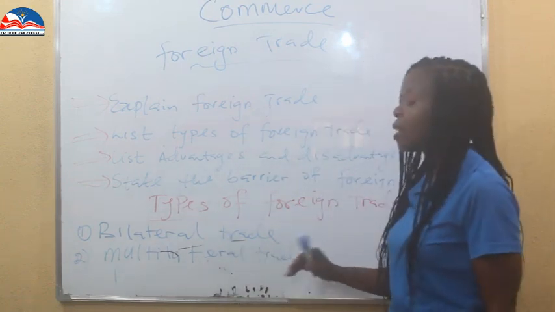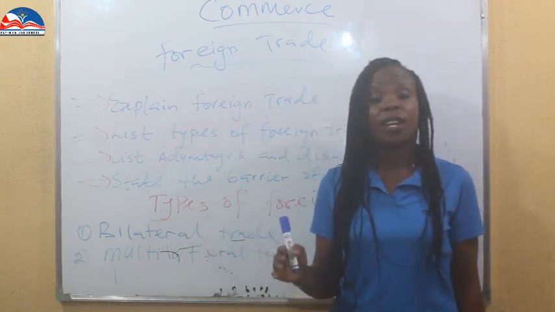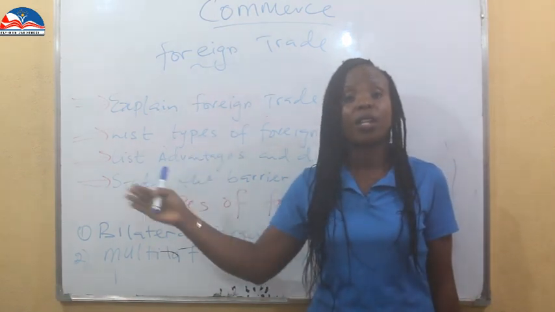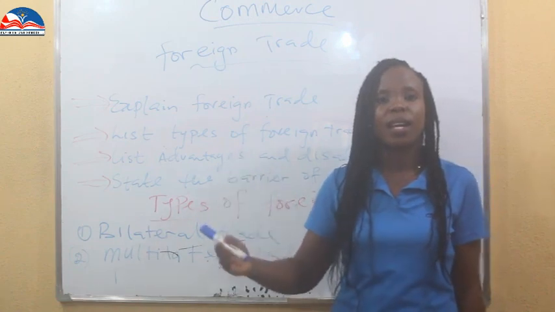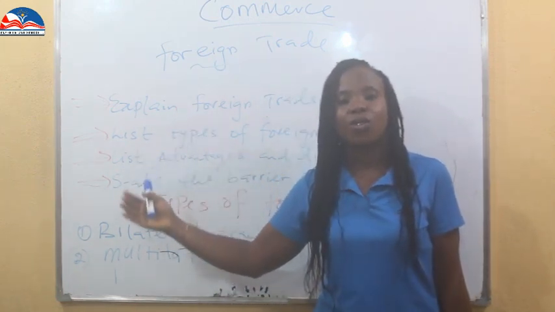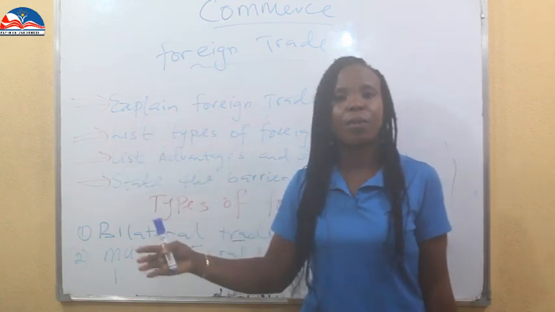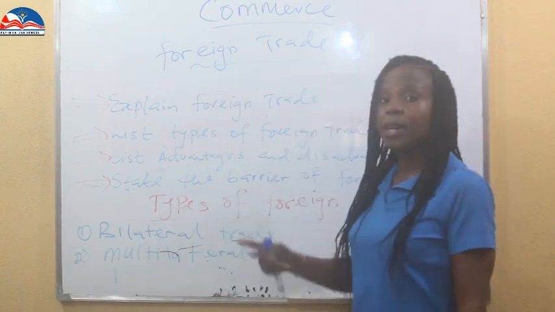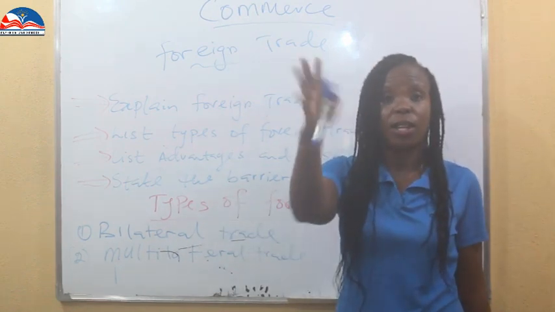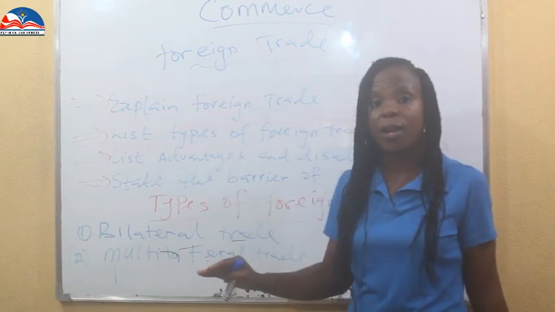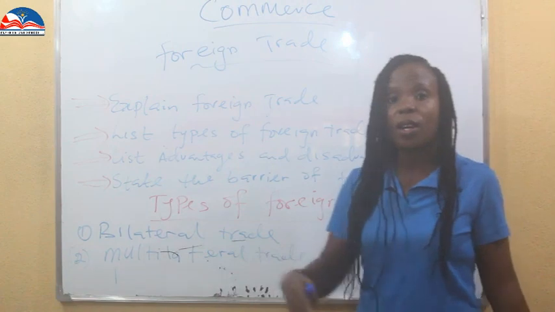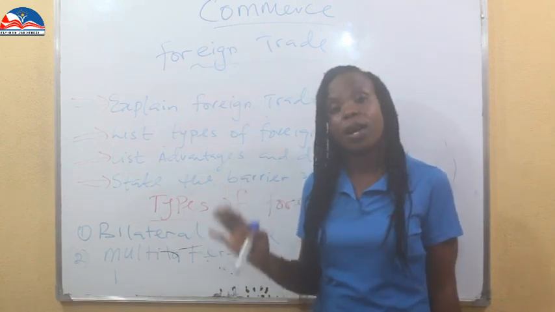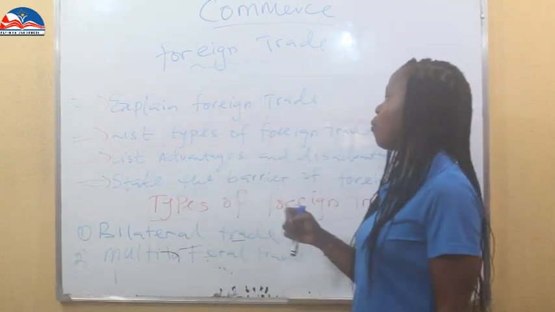But the second one is multilateral. That is to say, Nigeria is carrying out trade with more than one nation. They can carry out trade with Ghana, America, Australia, Germany, China, as the case may be, a number of them. So from the word bi, remember it's two: bilateral, two nations are involved, Nigeria plus any other nation they choose to trade with, to balance their balance of trade. Multilateral, numerous nations can be involved in this trade. So we have two types, bilateral and multilateral. We have seen the types of foreign trade.